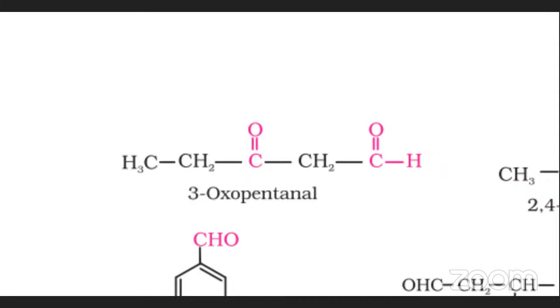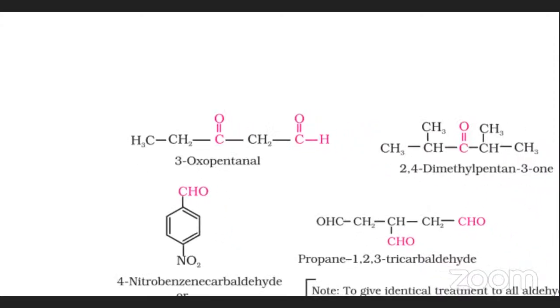So pent is the root word, and the aldehyde group in IUPAC nomenclature is called -al. So we call it pentanal. The parent is pentane, the third position has the ketonic group, so 3-oxo, and the last carbon is the aldehyde group, so -al. That is why it is 3-oxopentanal.